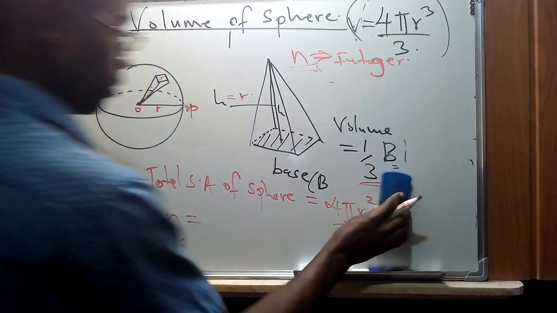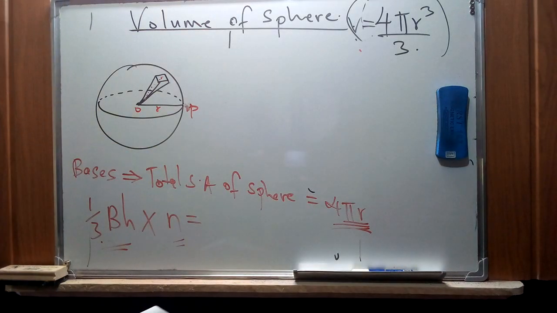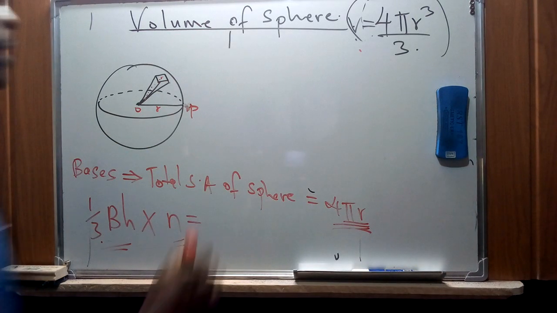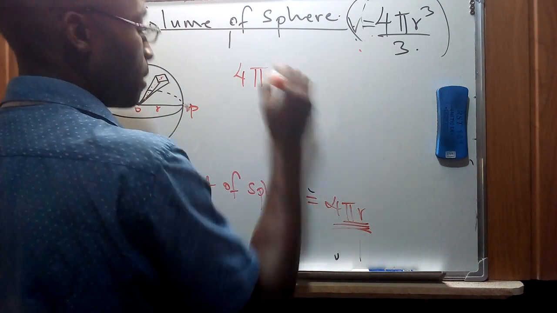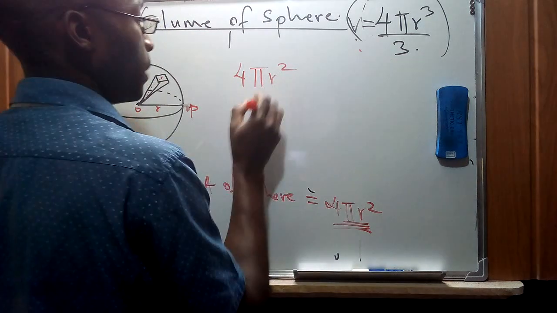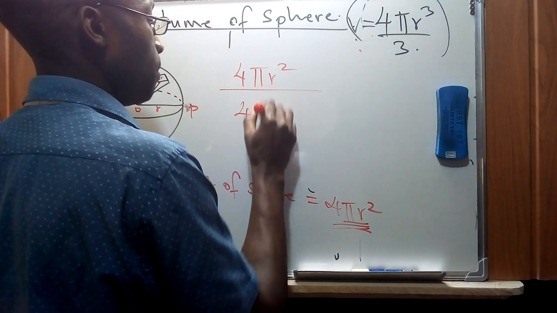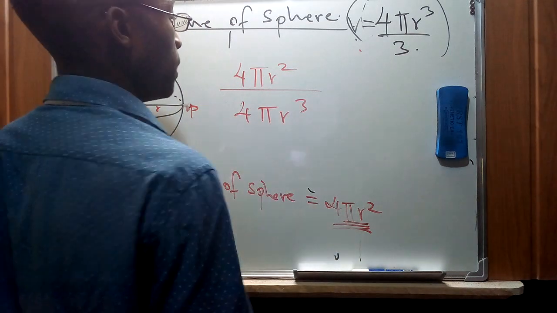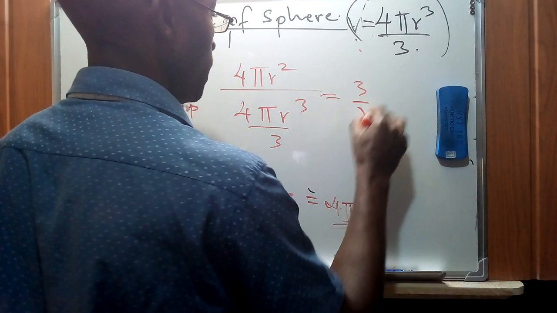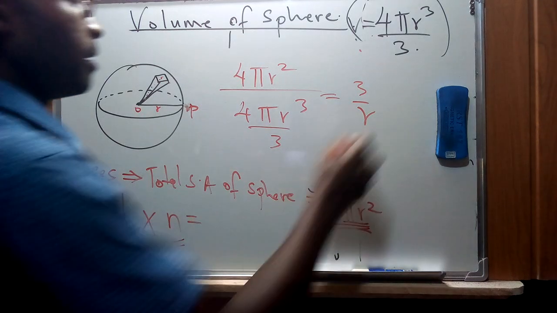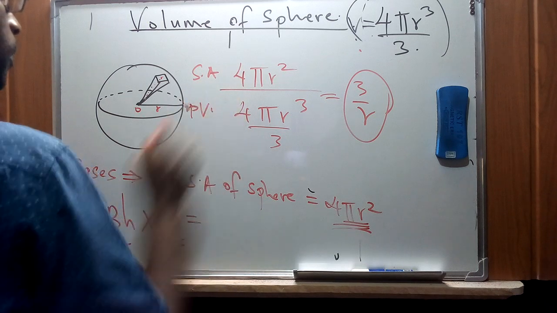So as we have said, there's a relationship between the volume. That one I'm just going to mention so that we can use it somewhere. There's a relationship between the volume and the surface area of a sphere, in that the surface area is represented as 4 pi r squared, and the volume is given as 4 pi r cubed over 3. So this is going to give us 3 over r as the ratio between the surface area and volume of a pyramid.